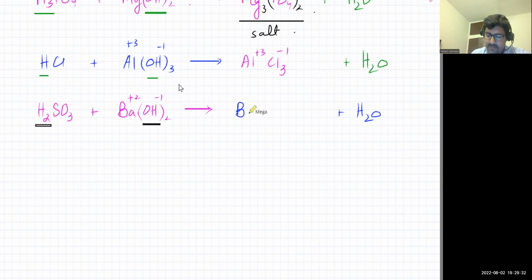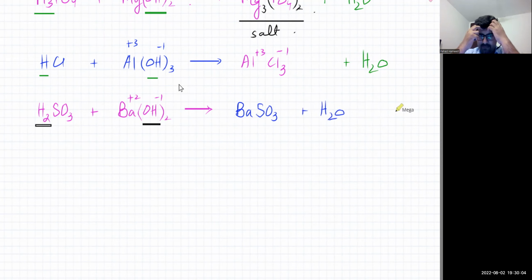So Ba is +2 because it's in group 2. SO3 ka charge, how did I figure out the charge of SO3? I looked at the table above, right? It's SO3 with a charge of -2. When it's +2 and -2, then you pretty much don't do anything. It's just BaSO3. If you do crisscross, it's going to come out to be BaSO3. I said, again, just repeating this. At the moment, all you have to know is, this is it.